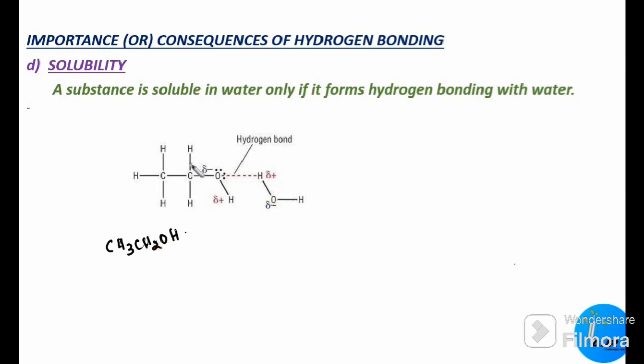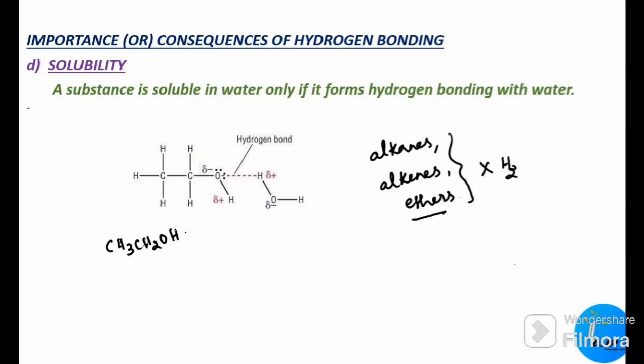Can you understand? When you take alkanes, alkenes and ethers, these are insoluble in water. They are not soluble in water because they don't form hydrogen bonding with water molecules. So this is the reason why alkanes, alkenes and ethers are not soluble in water, whereas alcohols and acids are more soluble in water.